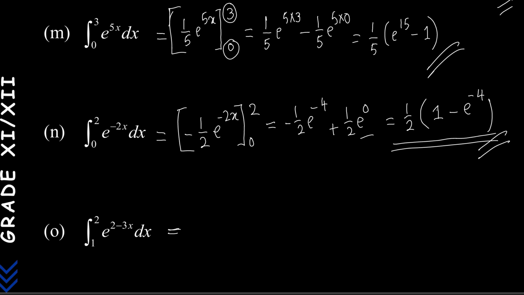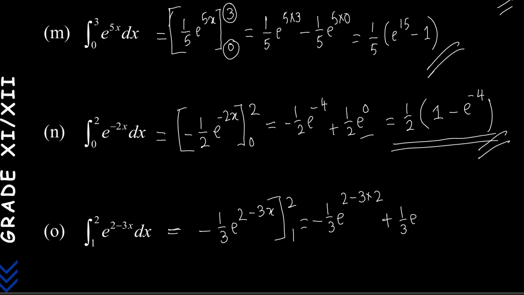The last question I'm planning to show you is also an exponential function. If we integrate it, it gives negative 1 by 3 e to the power 2 minus 3x, then put our limit which is 2 and 1. So minus 1 by 3 e to the power 2 minus 3 into 2, this is the first one, then minus minus plus 1 by 3 e to the power 2 minus 3 into 1.